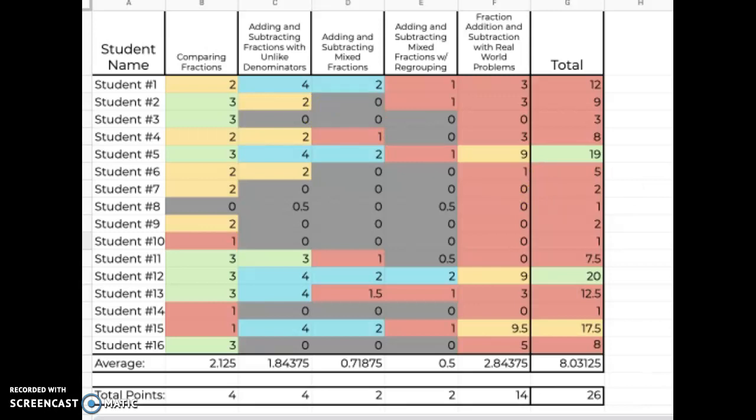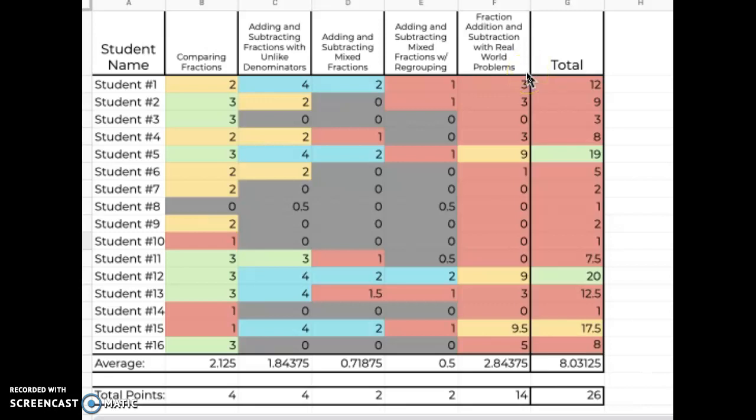For the content moving to the right, I'm not surprised that as we move to the right, less and less students are meeting that standard. As we go to the right, that goes through the difficulty, especially with the addition and subtraction of real world problems. This is something that all of my students struggle with, especially at the beginning of the year.